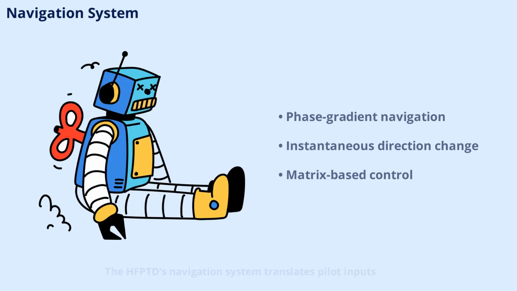The HFPTD's navigation system translates pilot inputs into phase gradient adjustments around the toroidal ring. By manipulating the timing of flash phase nodes, the craft can execute complex maneuvers, including instantaneous reversals and agile vector changes. The navigation matrix ensures that all movements are precisely coordinated, maintaining stability and synchronization with fleet operations.